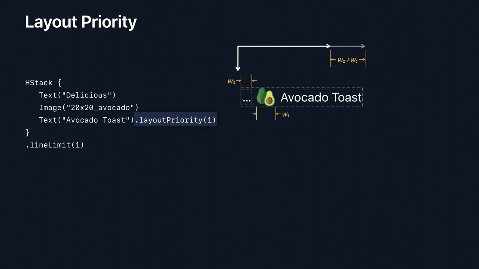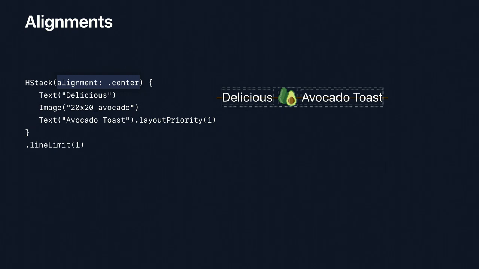Okay, after sizing all of the children with the highest layout priority, the stack moves on to divide the remaining space among children with the next highest layout priority, and so on. Okay, there's one last power tool I want to show you: alignments. Now, I know you won't be surprised that we can bottom align this stack.